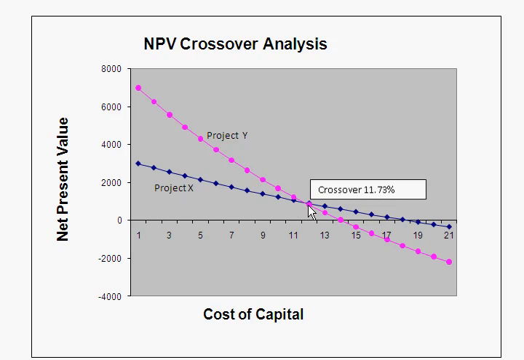At cost of capital above our 11.73% crossover rate, project X with the blue line has the higher net present value. Notice, anywhere where the net present value is negative, if we had a choice, we would reject both projects.